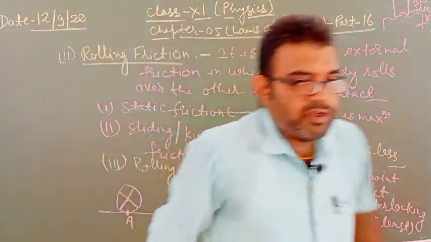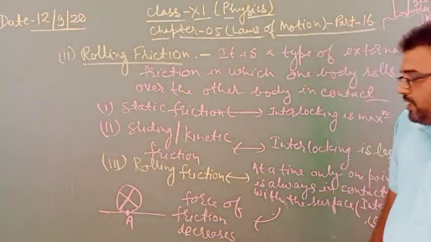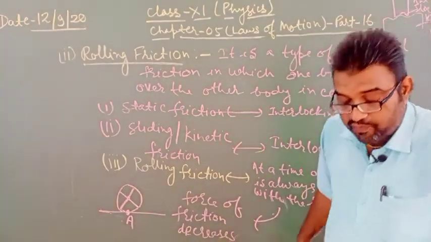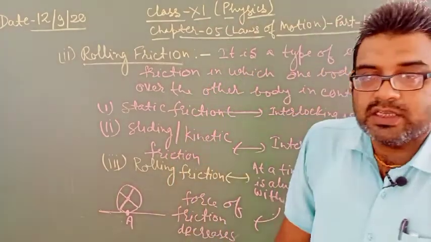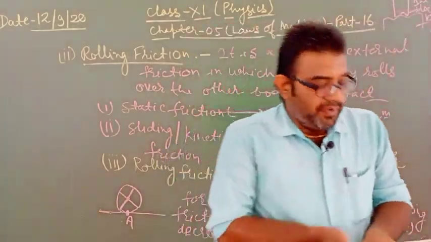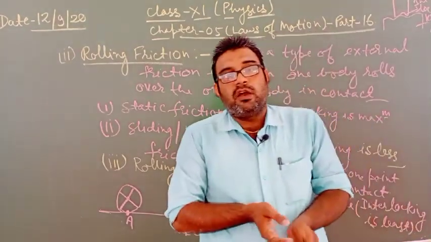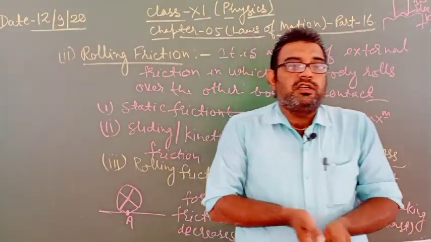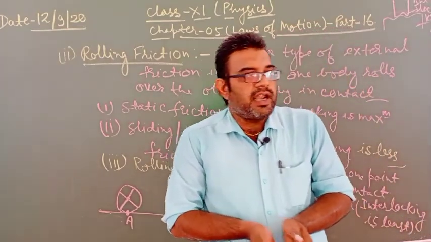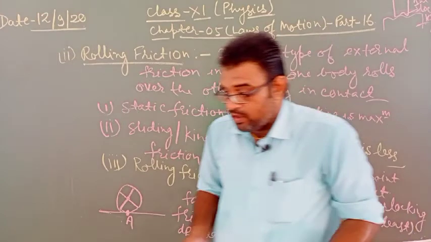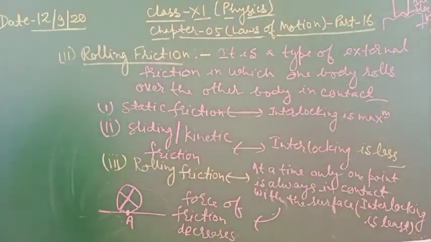So, dear students, I want to say here that if we want to decrease the frictional force between two bodies in contact, then we try to convert the sliding friction into rolling friction, and I am explaining it with an example, with a diagram.